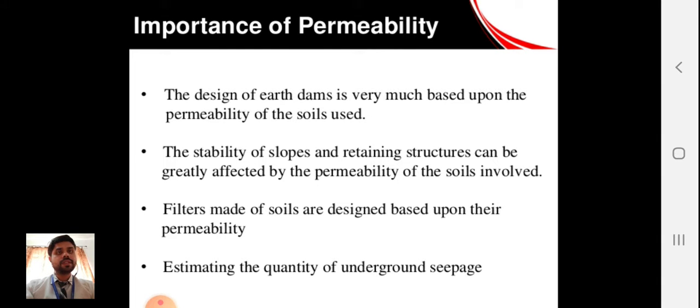Firstly, to design the earth dams. If you want to design an earth dam, then you have to know the permeability of the soil. Next, if you want to make that dam or retaining wall or the slope stable, then you also need to know the permeability of that soil. Filters made by soils are also designed according to their permeability, and the quantity of underground seepage can also be determined by permeability.